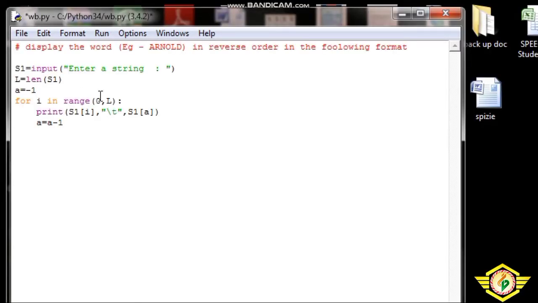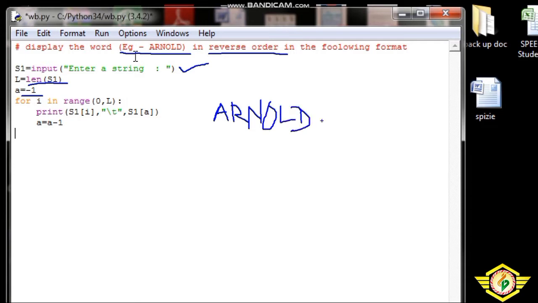The question is: display the word Arnold in reverse order in the following format. We have to do it in reverse order, so one by one the characters will be separated. First we are inputting a string here. After that we'll find its length. We store the length minus 1 in the S value, and in the range we take the value 0 to L, that is, 0 to length. So for one example we are taking the string Arnolds.